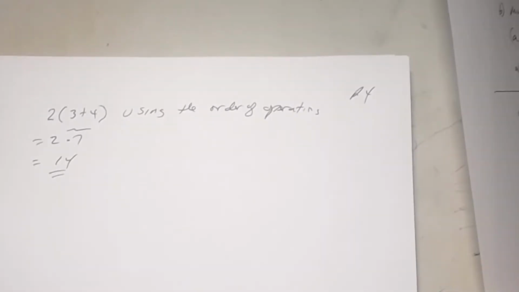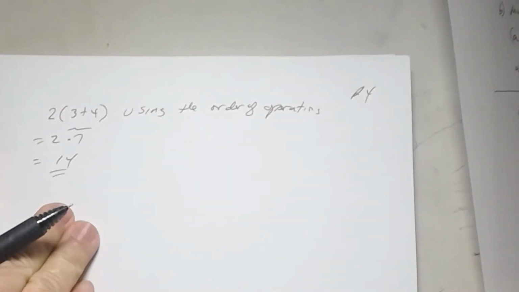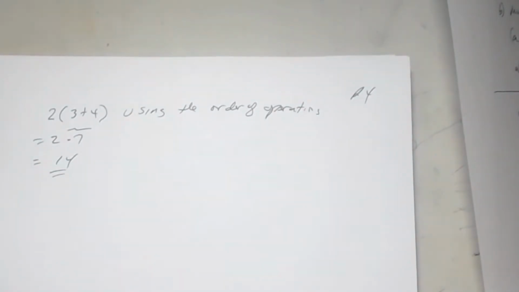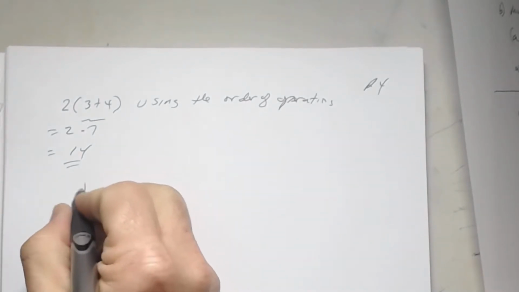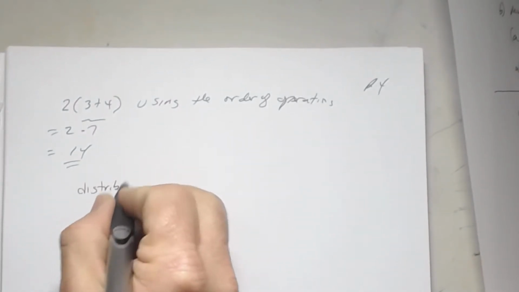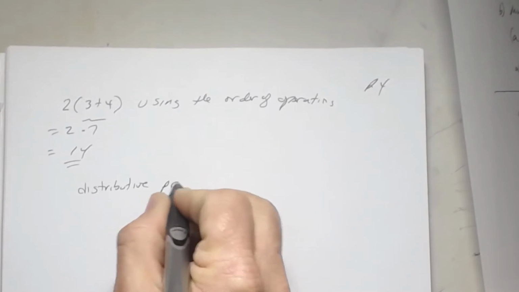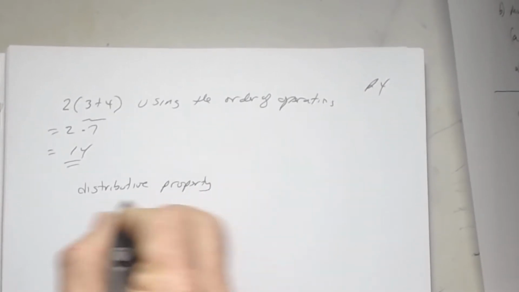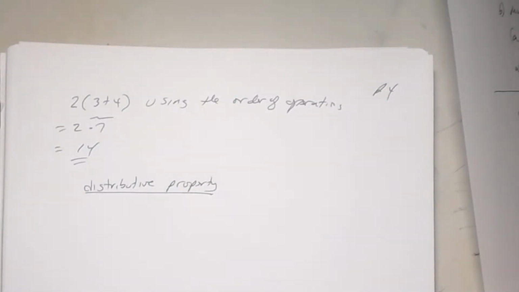Okay. Now, this was the last section, section 8.2. In 8.6, there's also a property. Remember, these are called properties of real numbers. There's also a property called the distributive property. So let's talk about the distributive property.